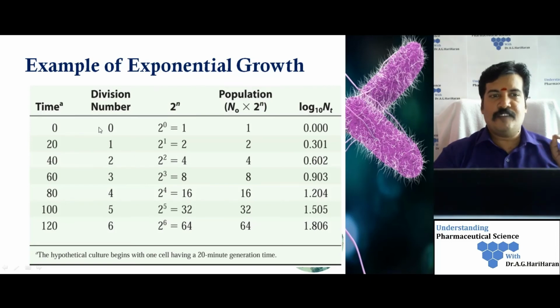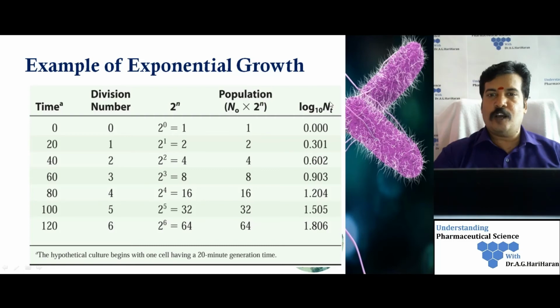For the number of divisions, at 0 minutes there is no cell division. We have a formula called 2 to the power n. Here 2 represents the doubling, and n is the number of generations. Initially, at 0, there is no generation. 2 power 0 is equal to 1. That means I have inoculated a single cell, and no generation has happened. So N0 is the initial population size. At 0 minutes I have only one cell. So 1 into 1 is 1.